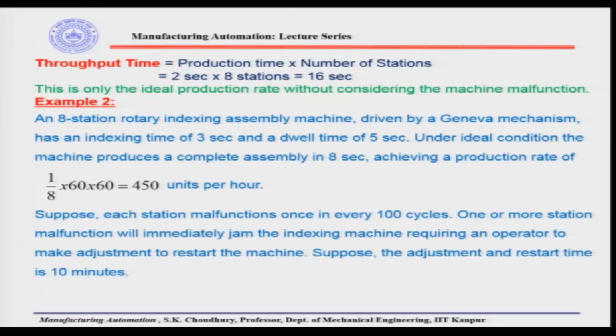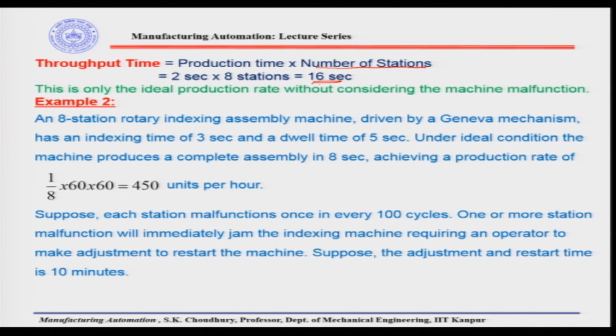Now, in the throughput time, since it is the complete assembly time, it depends on the number of machines. Okay. So, if there are more machines, it will take more throughput time. So, therefore, the production time into the number of stations will be equal to the throughput time.